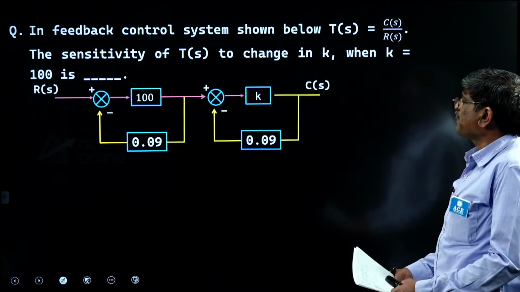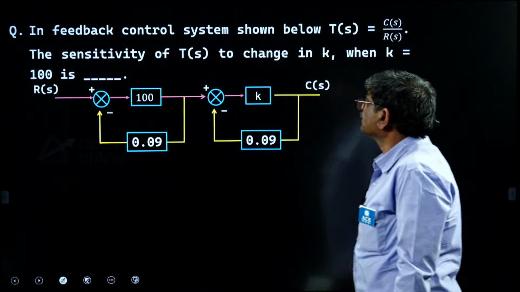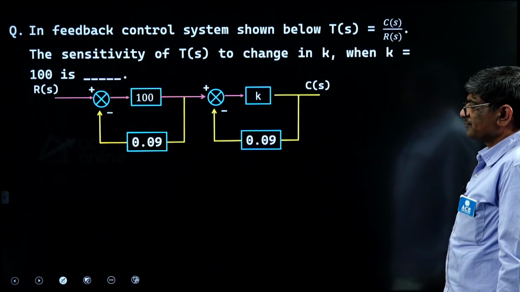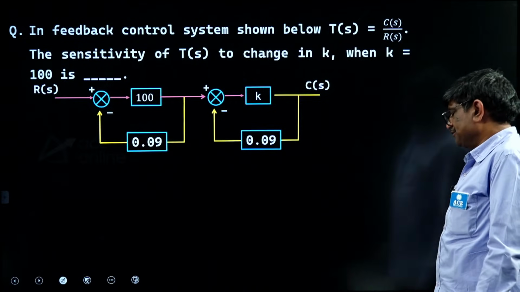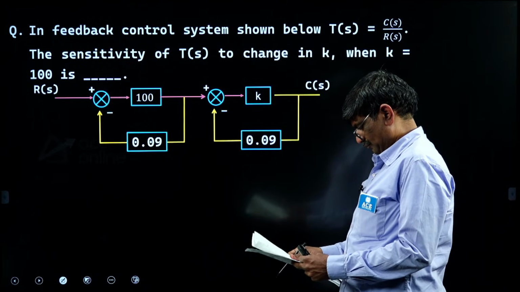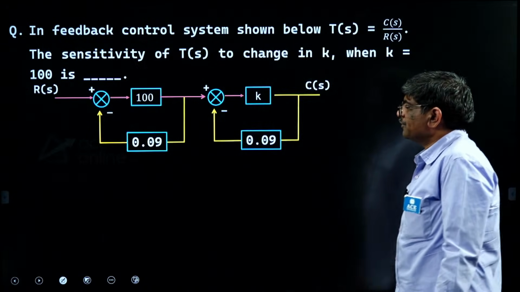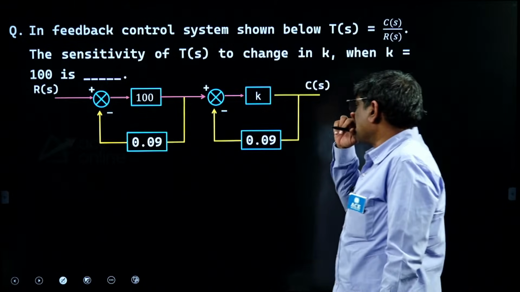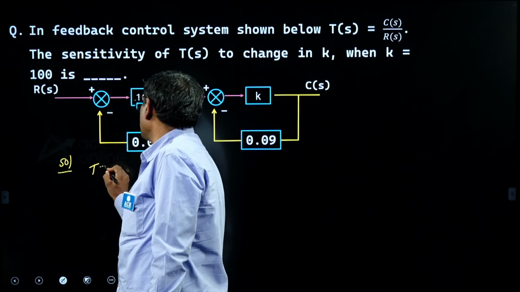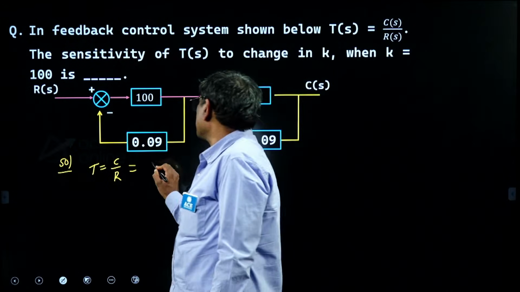Solve this question, all of you. Make it fast. So here sensitivity is being asked. Simply find the transfer function first. Use the block diagram technique. T equal to C by R. First simplify both the products. So what is the transfer function?